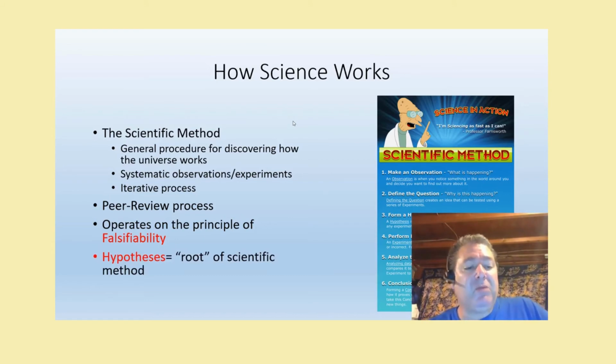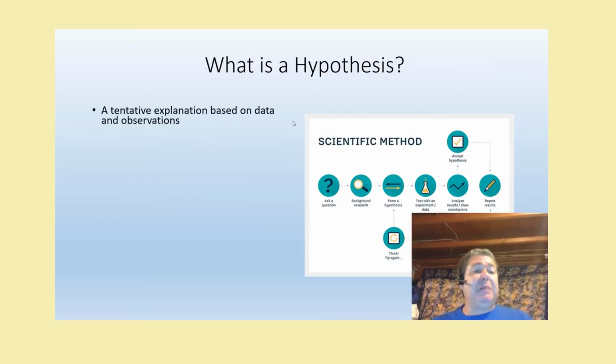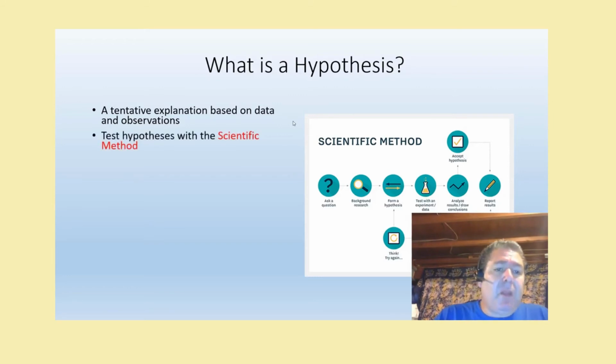Now, I know you've seen this word before, too. This is a hypothesis. This is the root of the scientific method. So this is the basis off which science operates. So what is a hypothesis? Let's take a look here. A hypothesis is basically a tentative explanation based on data and observations. So not just a random guess. A tentative explanation based on data and observations and things that you know. We then test these hypotheses using the scientific method.